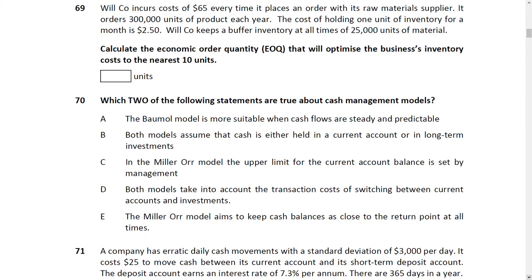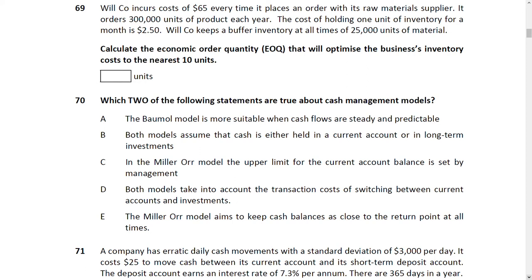Next, check question number 69. One box is given to you. You have to do some calculations and write the answer to the nearest 10 units. Just one answer you have to input. This also comes in your Section A and Section B only. This is also one type.